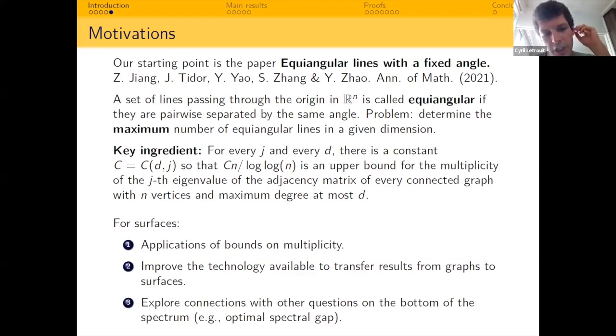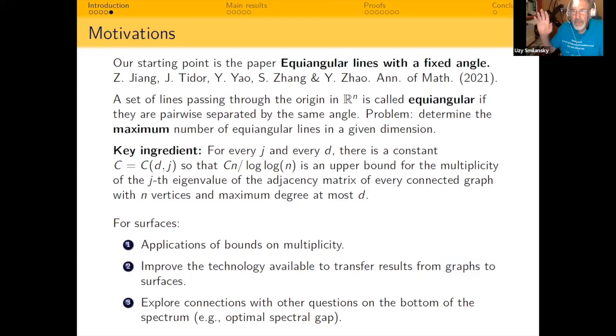And so the second motivation is that, in fact, there is a whole business of transferring results from graphs to surfaces. And somehow with this paper, we improve the technology in part of this business. And finally, I will not do it in the talk, but we would like to explore the connections with other questions on the bottom of the spectrum. Of course, it's not high frequency what I'm doing, it's the bottom of the spectrum. And a very classical question many people are working on at the moment is the optimal spectral gap. Here it's different, it's multiplicity, but there are some clear connections that you will see.